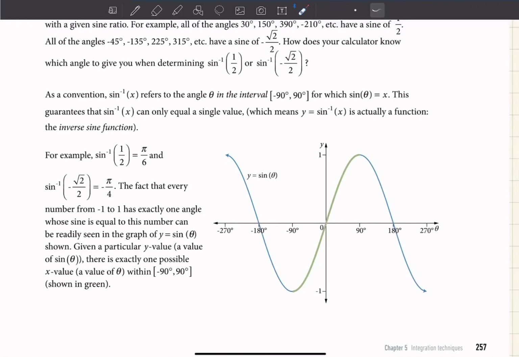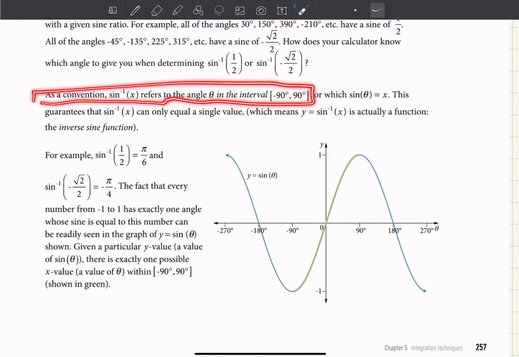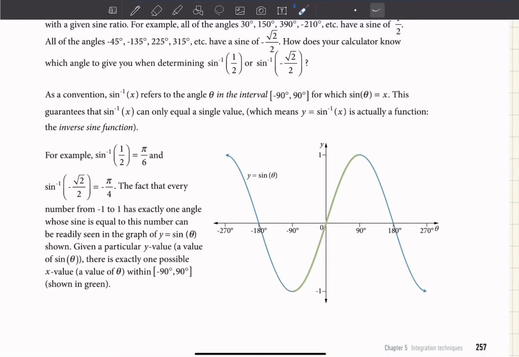Your calculator has been told, as a convention, second function sine refers to the angle theta between 90 and negative 90 degrees. So this is a specific domain, and we'll be looking a little bit more at why this domain has been used specifically for the sine function, or second function sine function. Let's call it that for now. Okay, this guarantees that this second function sine can only be equal to one value.